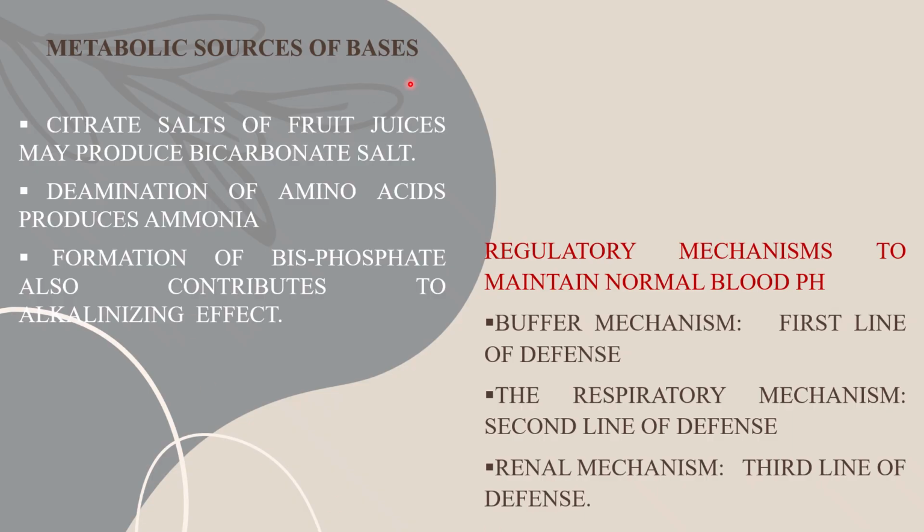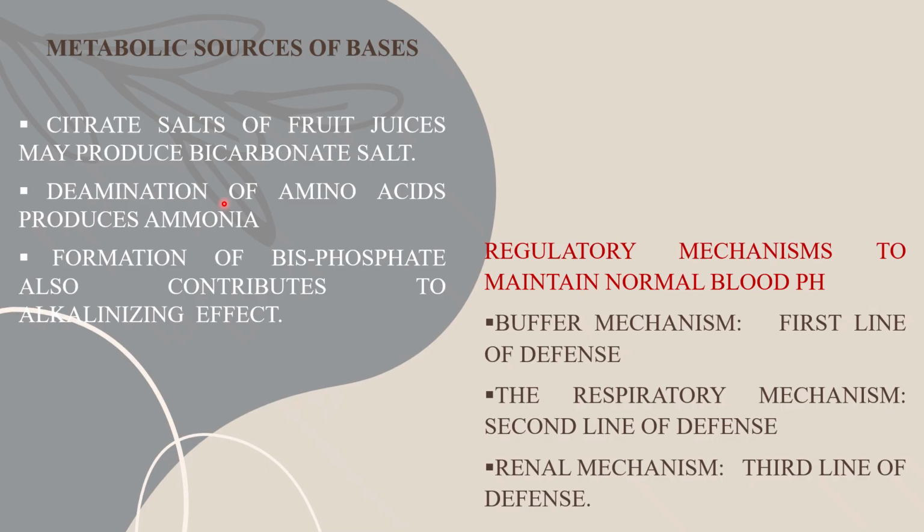Now, metabolic sources of bases. They can be the citrate salts of fruit juices. They may produce bicarbonate salt. It's not the citric acid. Citric acid is an acid, but if it is the salt of sodium, then citrate is a conjugate anion, a conjugate base. So this conjugate base and sodium combination may produce bicarbonate when they meet with water.